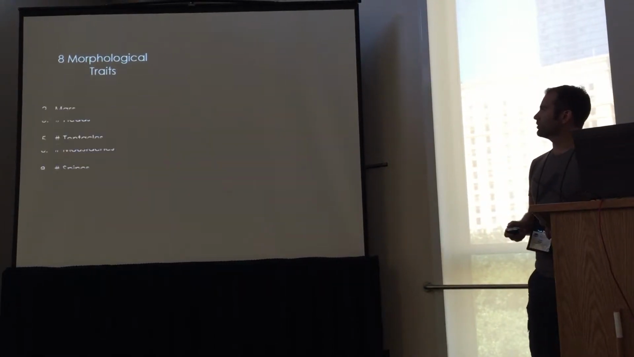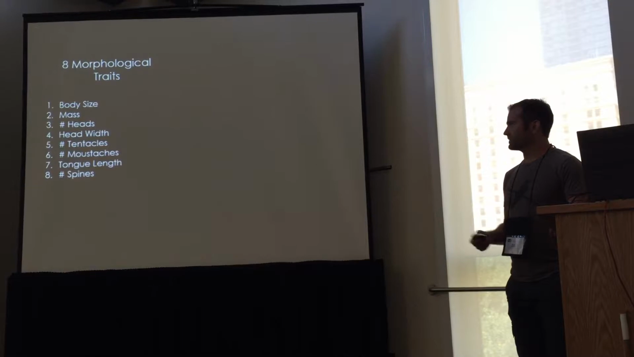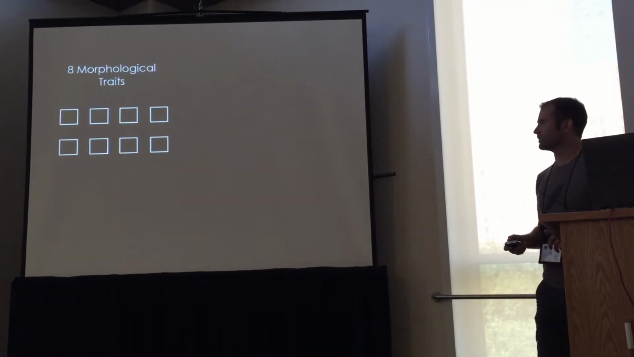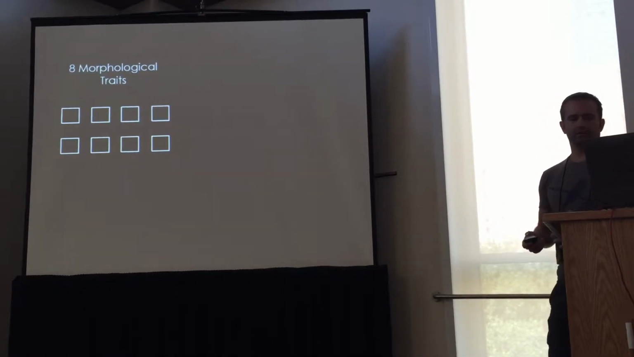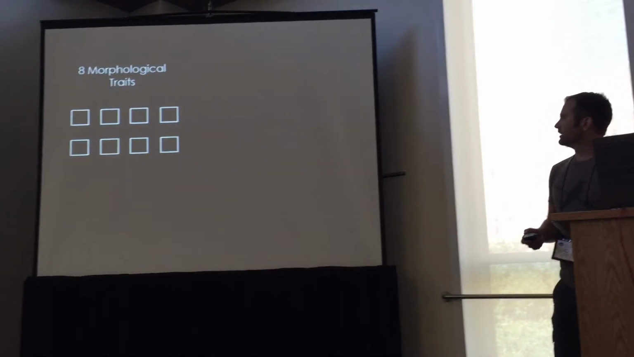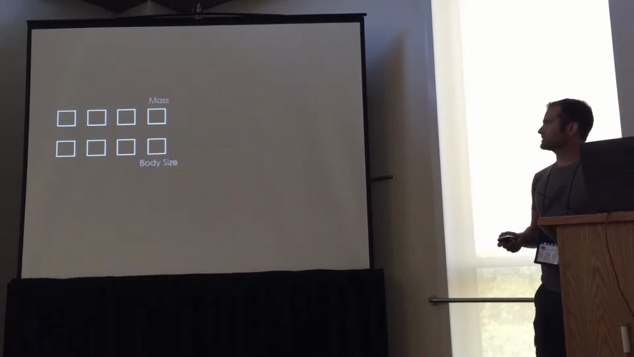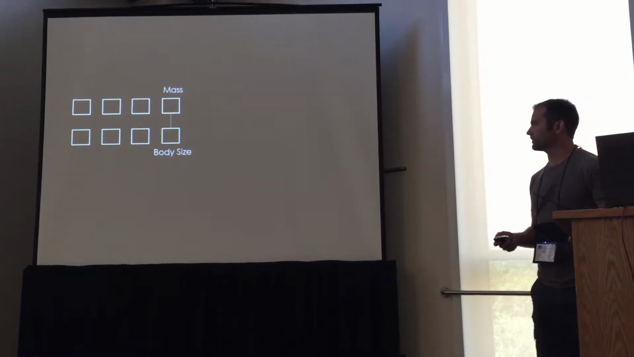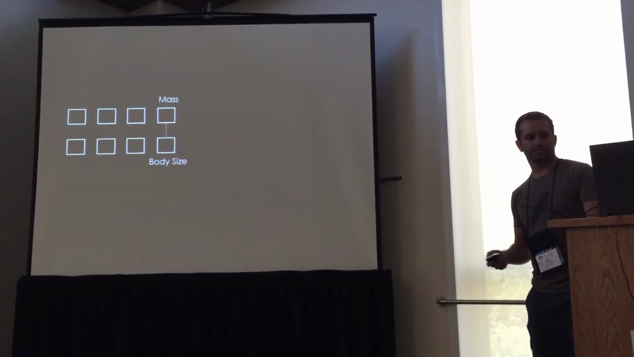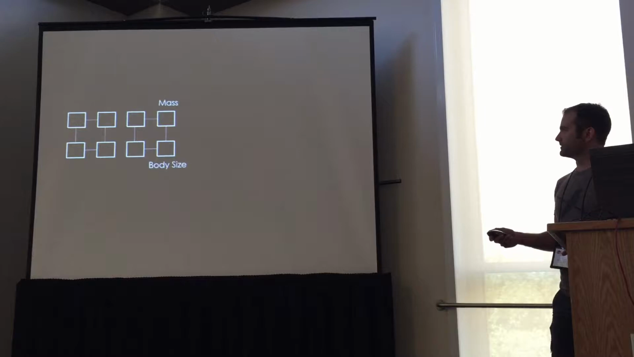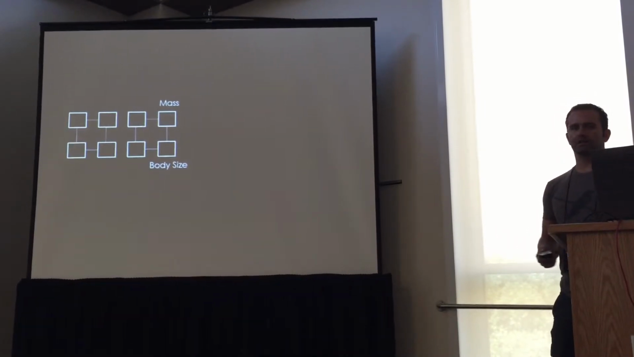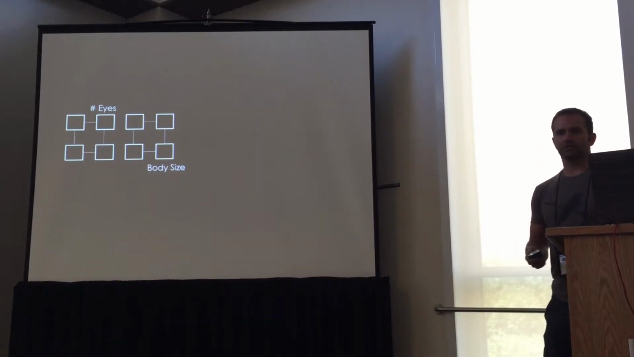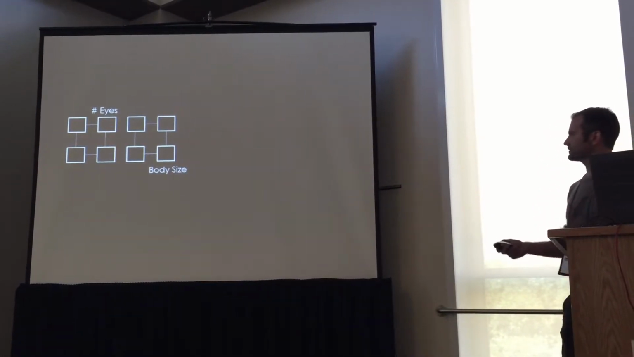So let's just start with 8 morphological traits, common things, body size, number of heads, and we'll just represent these by squares. So these would be nodes in network nomenclature, and you might expect things such as mass and body size to covary with each other. So we'll represent that with a line connecting the nodes, or an edge. And the traits are going to vary in how much they correlate with each other. So you wouldn't expect, for example, number of eyes to increase as body size increases. That'd be weird.